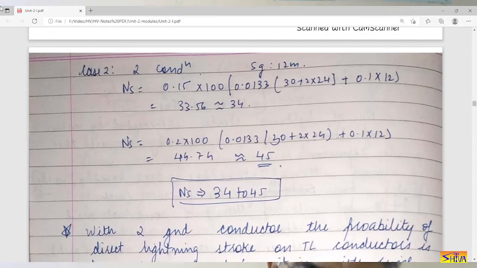In my next lecture, I will explain the remaining terms associated with the ground wire protection of transmission line against direct strokes.